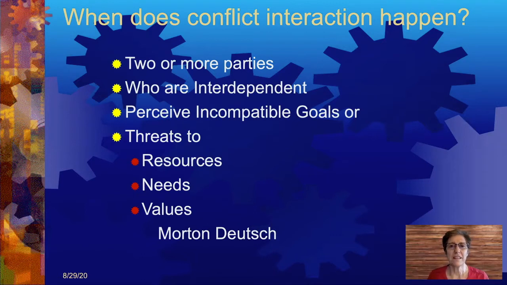So, a conflict happens when two or more parties who are interdependent perceive incompatible goals, and they perceive threats to their resources, needs, or values. And this was a definition that was developed by Morton Deutsch, who's considered the great granddaddy of conflict resolution studies.